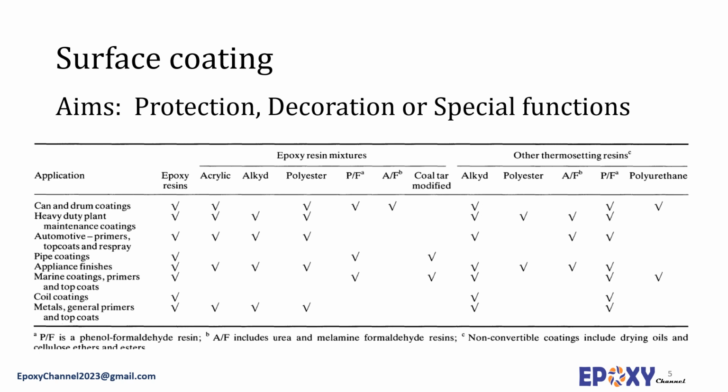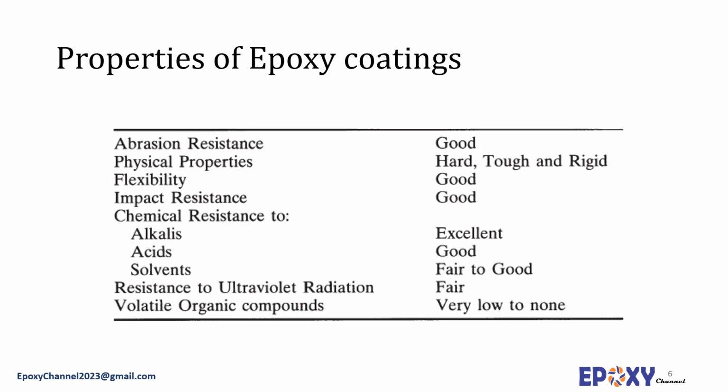This table presents the application of various film-forming materials in coatings. Epoxy resins can be used for can and drum coatings, heavy-duty maintenance coatings, automotives, primers, top coat and respray coatings, pipe coatings, marine coatings, coil coatings, and for metal coatings. Due to inherent and engineerable properties, epoxy systems are perfect materials for coating formulations. In this video, an overview of the use of epoxy systems in coating application is presented.